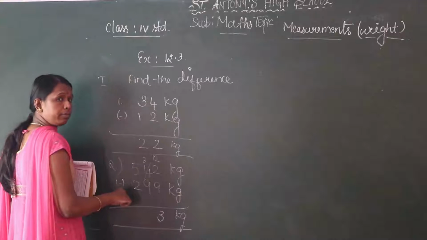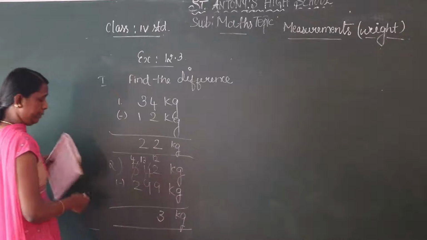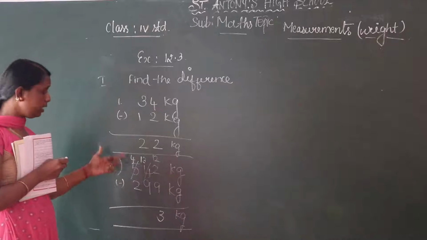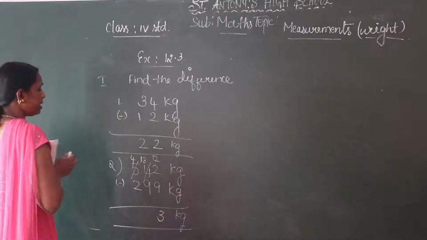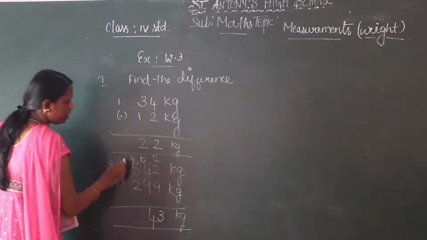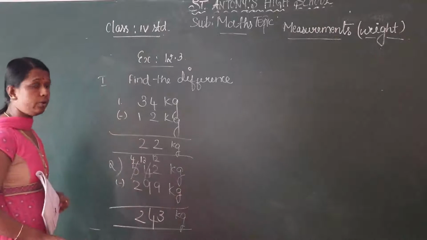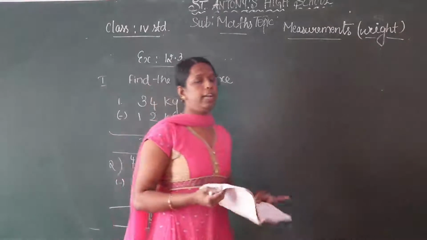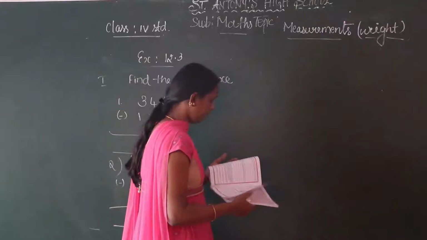Here 3 minus 9 is not possible, so take a borrow from the 100s place. This 5 becomes 4, this 3 becomes 13. Now we have to subtract 13 minus 9. What is the answer, children? 13 minus 9 we get 4. Here 4 minus 2, 2. Final answer is 243. So write the numbers in the correct places.